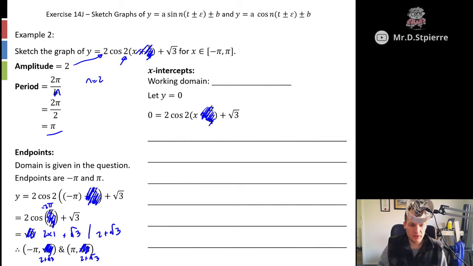And since we know the period is pi, between negative pi and pi, that's going to be 2 cycles. You know that from the period. That's how these are the exact same value.